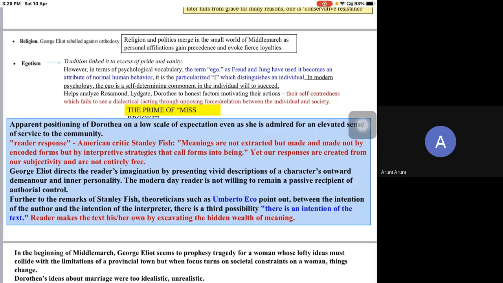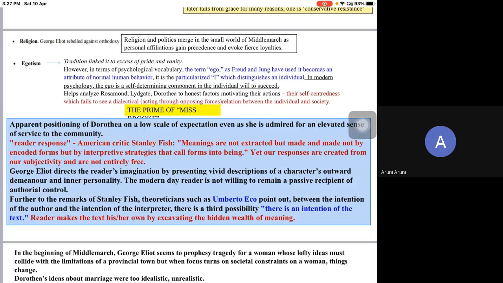Now, in this regard, we have to talk a little bit about reader response theory. An American critic, Stanley Fish, is the one who talked about reader response theory. This is what he said: Meanings are not extracted, but made, and made not by encoded forms, but by interpretive strategies that call forms into being. So the way we interpret a book is what calls the forms into being. The forms of interpretation arise from how we approach a book.